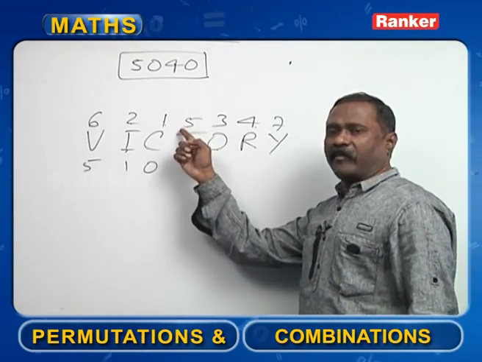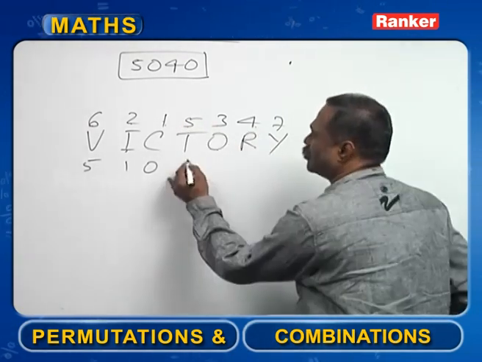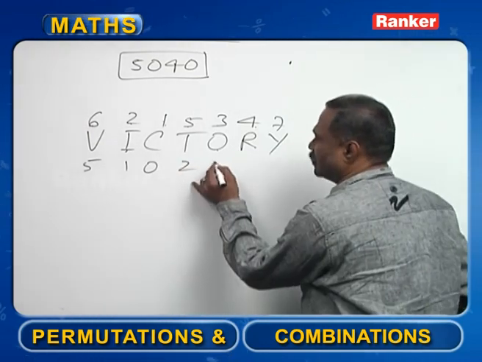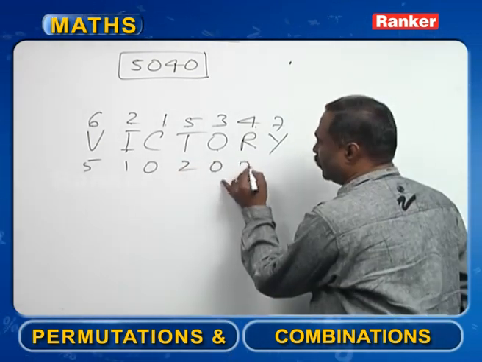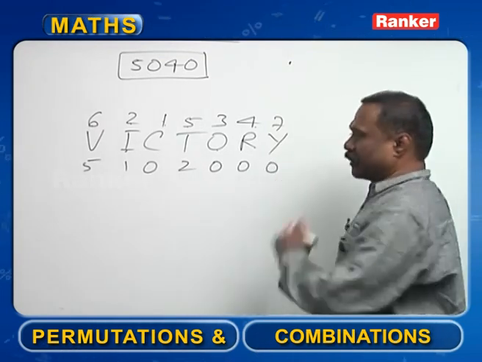And less than 5, how many are there? 3, 4, 2 are there. Less than 3, nothing is there, 0. Less than 4, nothing is there. Less than 7, nothing is there.